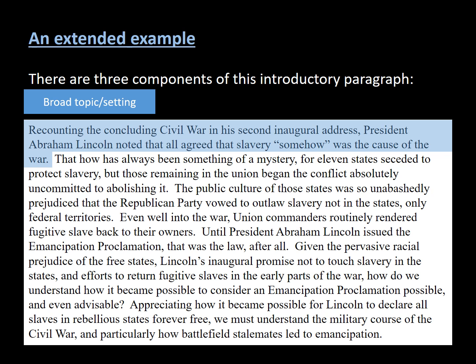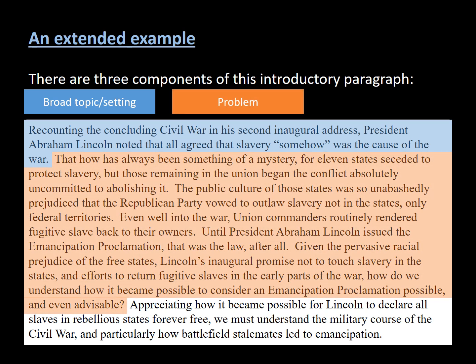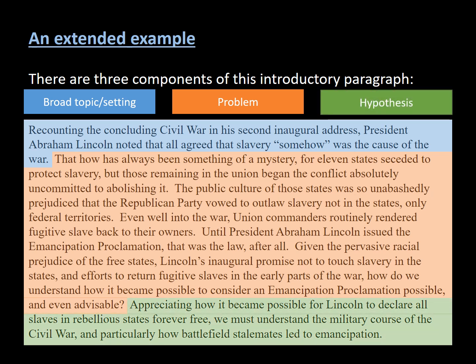We got our broad topic setting here in blue. So this is just setting the stage. All this orange is the problem, right? This is where we're trying to ask the question and explain why it is a hard question. And then the hypothesis, this last green part, is the only thing in the intro that really points us in the direction of an answer, but it points us in the direction of all 3 components of the answer. It's conveyed very concisely. It will have to be unpacked, but all of it is here in the introduction.